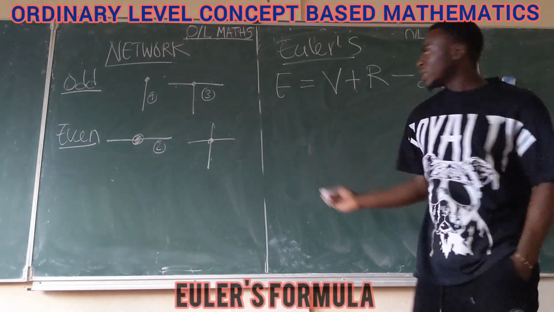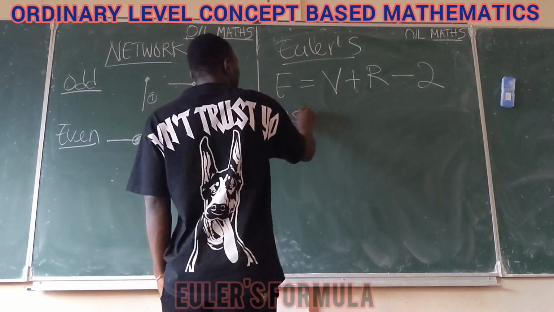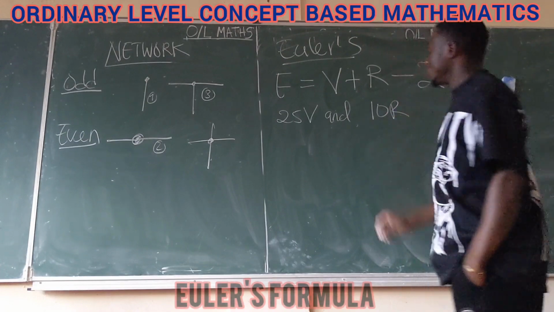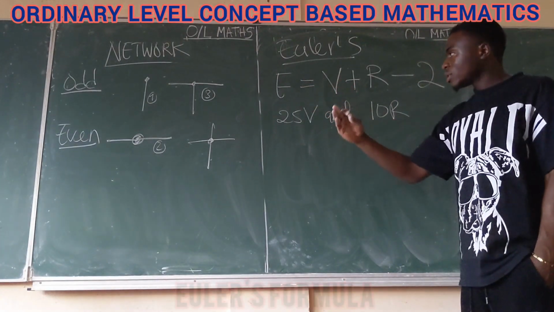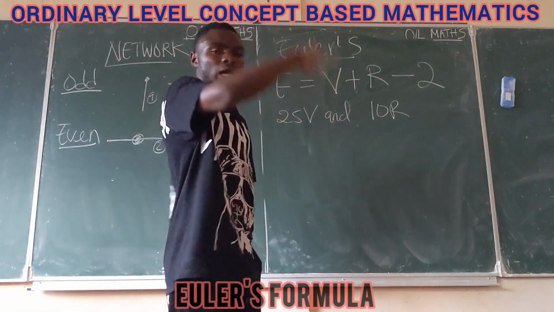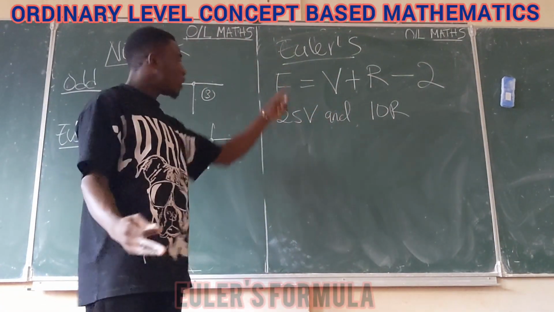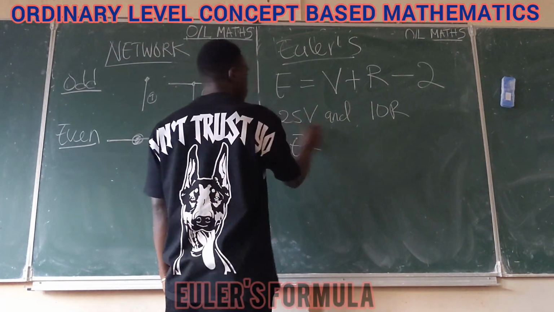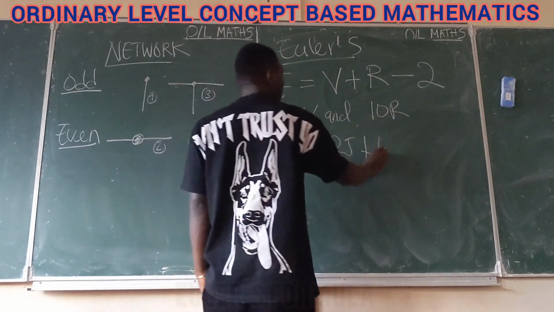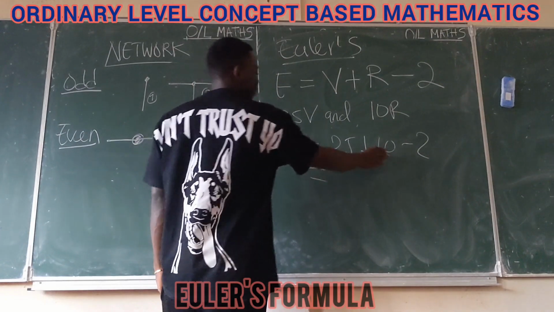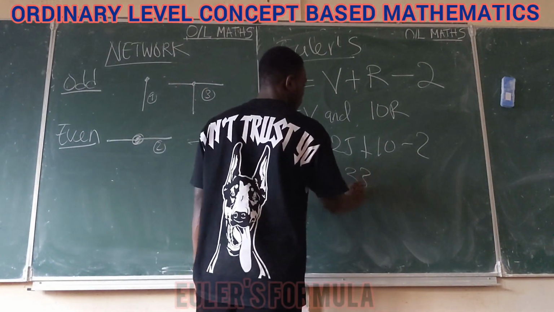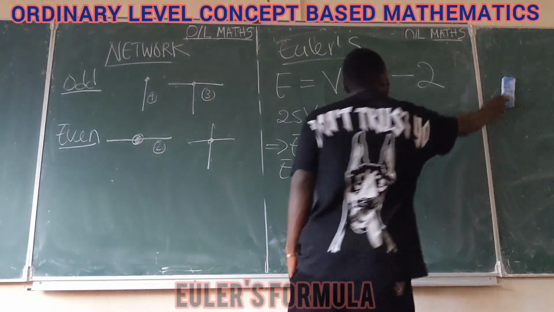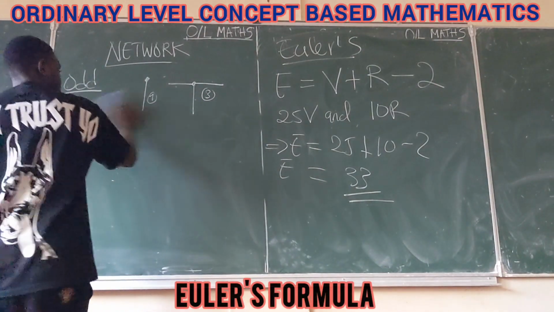They can tell you that the network has 25 vertices and, let's say, 10 regions. Then you find the number of edges. I'm not sure it's easy to draw and then count, because there are too many, so it will be difficult. So you can only apply Euler's formula. The number of edges will be equal to the vertices, which are 25, plus the number of regions, which are 10, minus 2. 25 plus 10 is 35, minus 2, that gives us 33. So that network has 33 edges, and so on. I hope that is well assimilated.